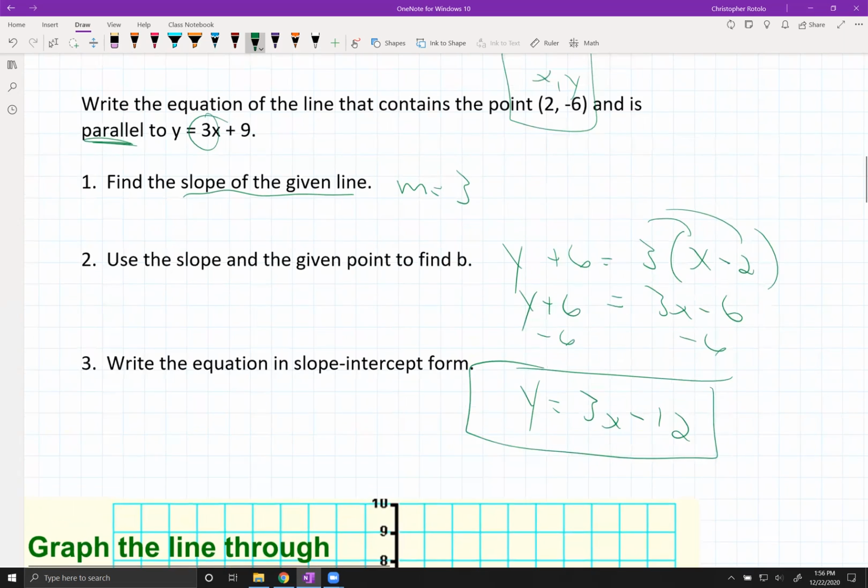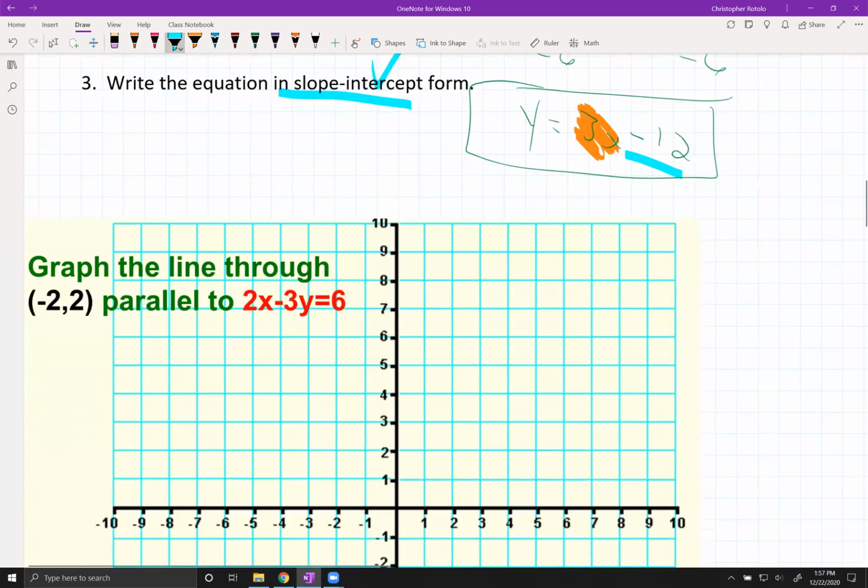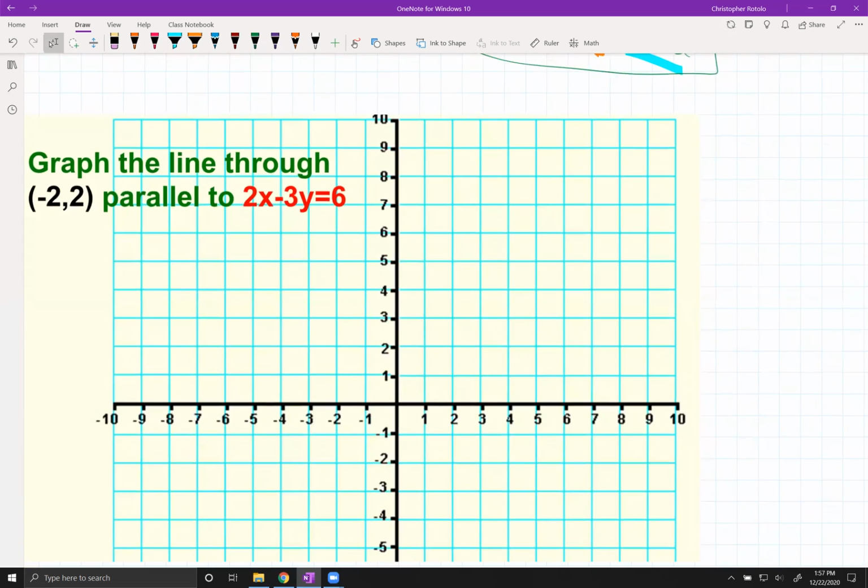All right, so are they definitely parallel? I would say so, because we had 3x and I still have 3x, and they have a different y-intercept. So that means they're going to be parallel. Okay, is it in slope-intercept form? Check. Done. Got it.